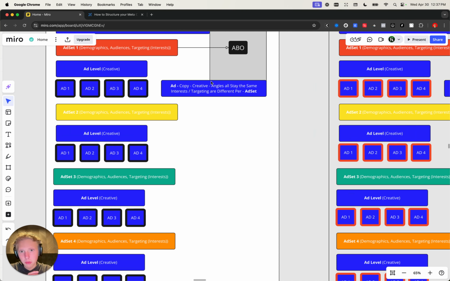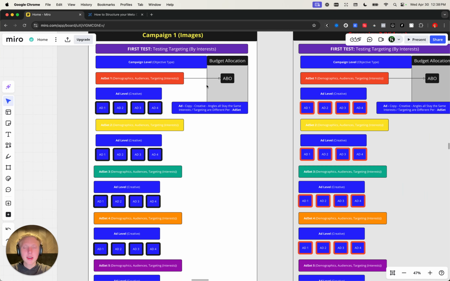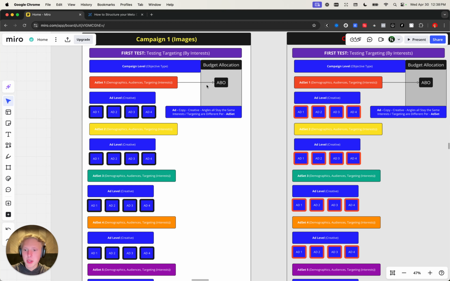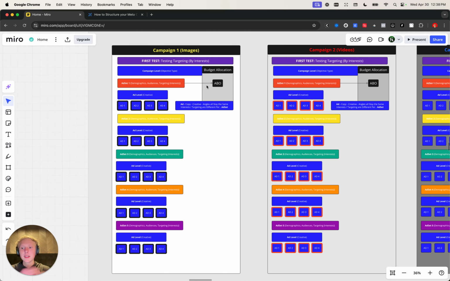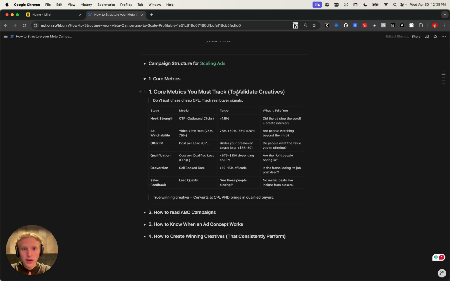And remember, all ad copy, creative, and angles all stay the same, and then you're testing the audiences within the ABO campaign. Then you can start another campaign with new creatives, and you just want to keep testing creatives and seeing which ones are the winners. And when you're seeing what to validate your creatives with, these are the KPIs that you need to look at.